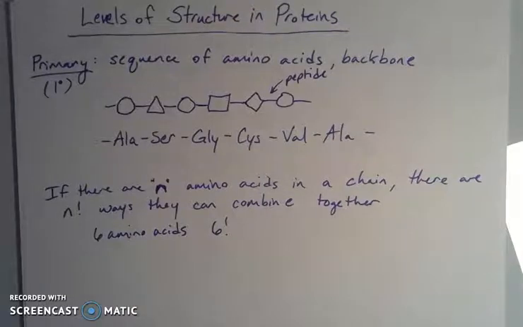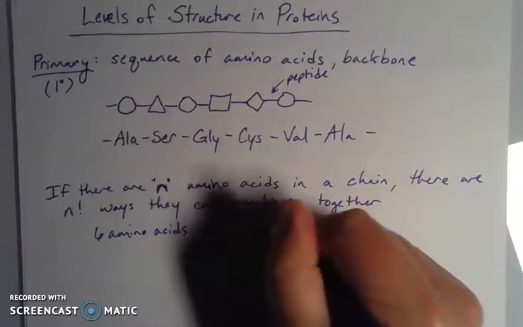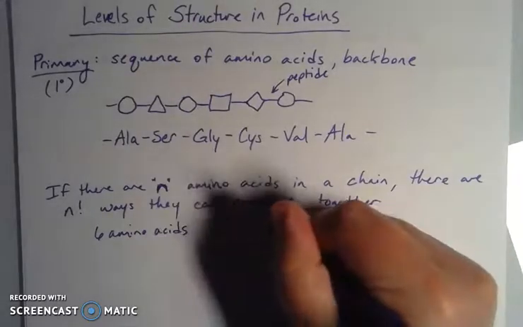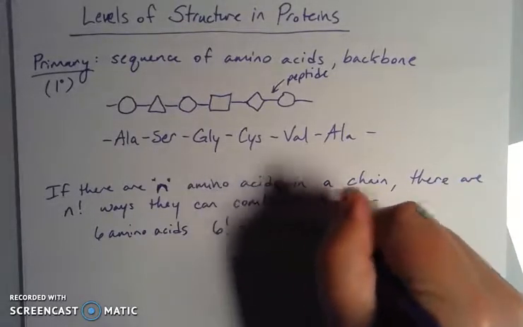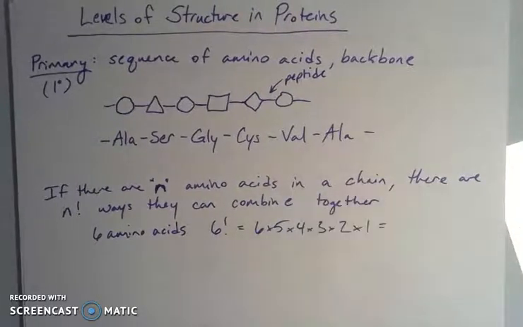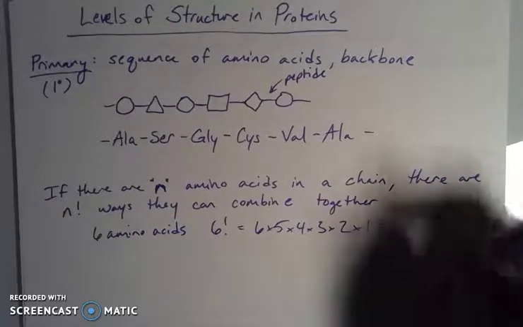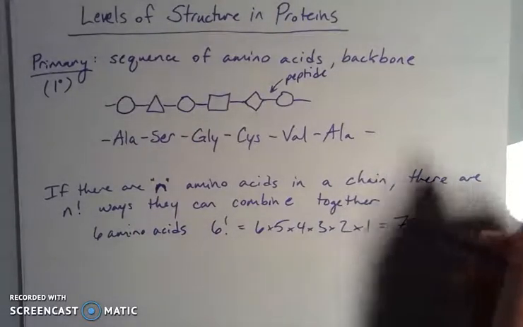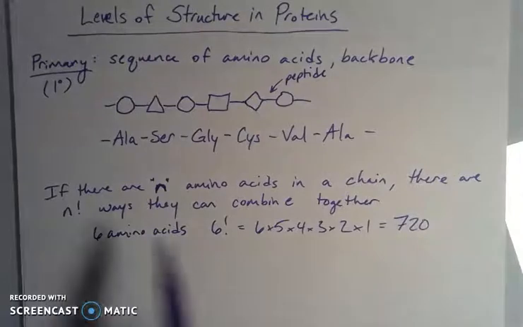So in terms of order, 6 factorial, if you recall from math, is 6 times 5 times 4 times 3 times 2 times 1, which means that if I have 6 random amino acids and they're all different from each other, there are 720 ways that I could put those things together in various primary sequences.